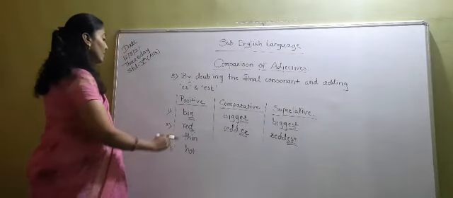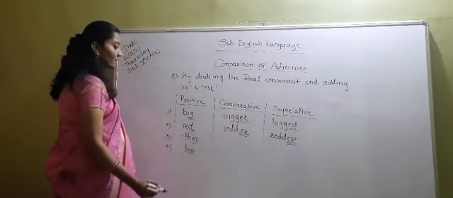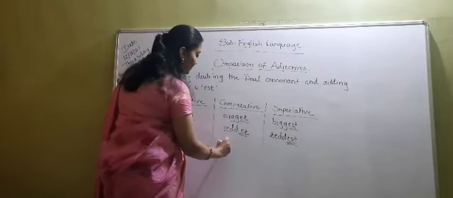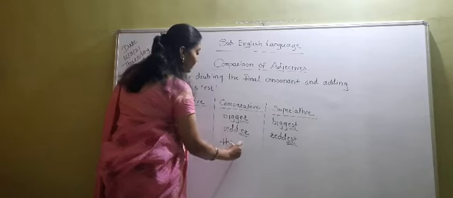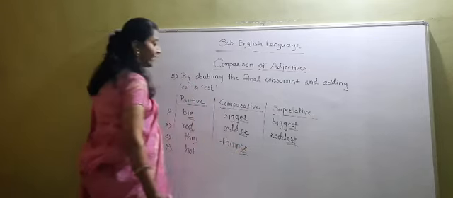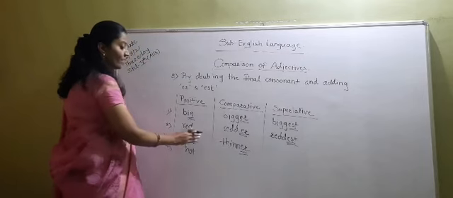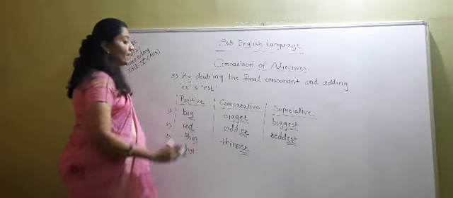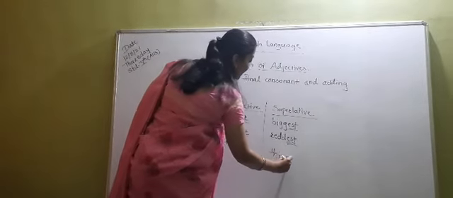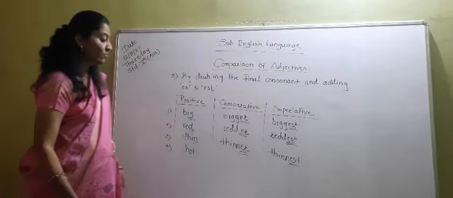Next word is thin. N is the consonant here. So how will you write it? Thinner. We have added ER to this adjective, and it has become thinner. Then thinnest. We have added EST to that word.